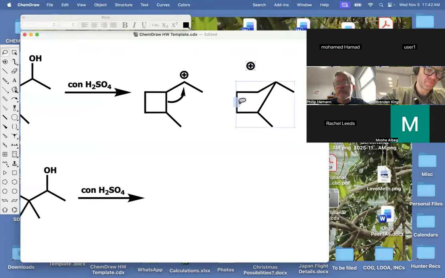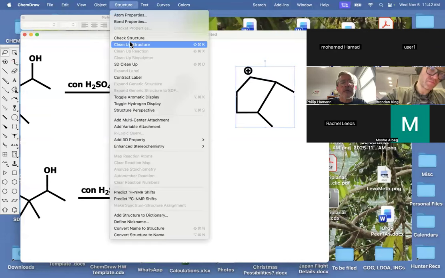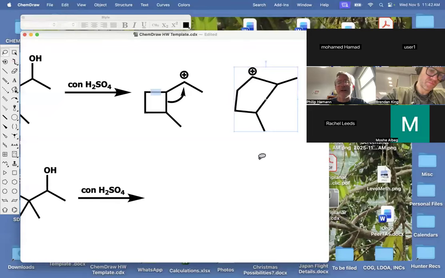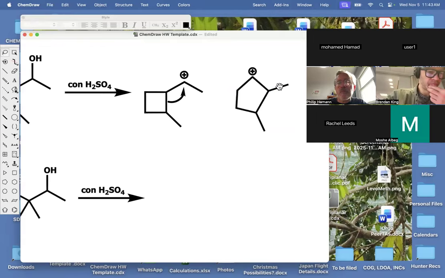And now make it into a more reasonable structure. Ooh, it didn't clean it up very well. It does not clean up rings well. Yeah, we'll do that. Okay, now concentrated sulfuric acid.